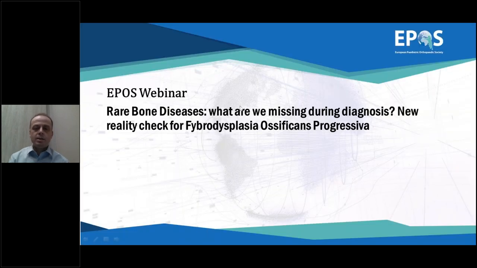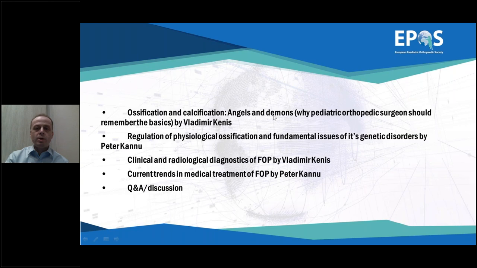The rare bone diseases, they seem to be rare when we are speaking about the specific entities. But when we are talking about rare bone diseases as the whole problem, they don't look so rare as they can look from the first glance. And today we speak about fibrodysplasia ossificans progressiva as one of the problems.